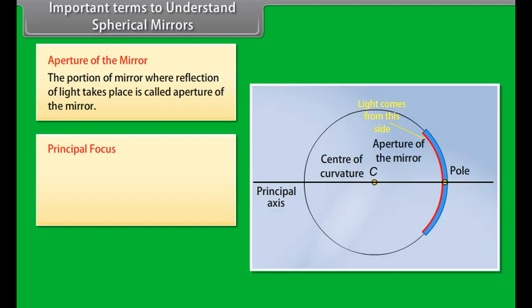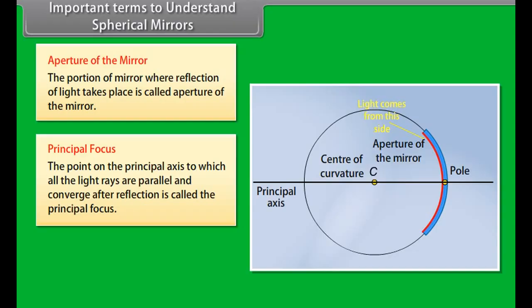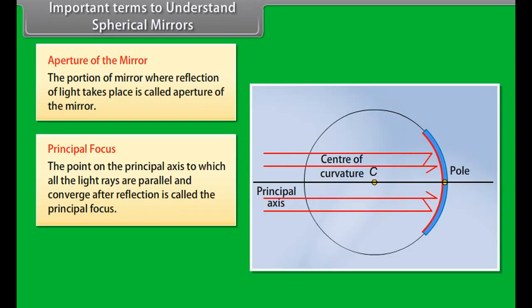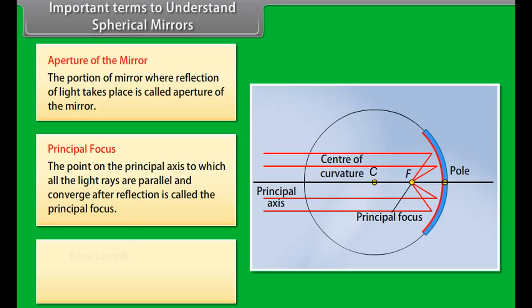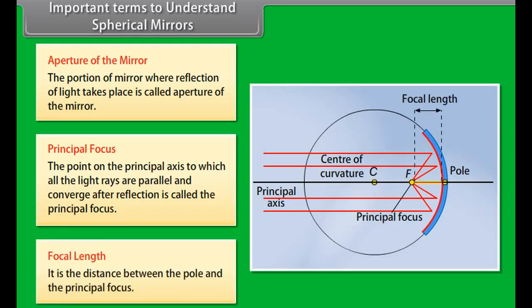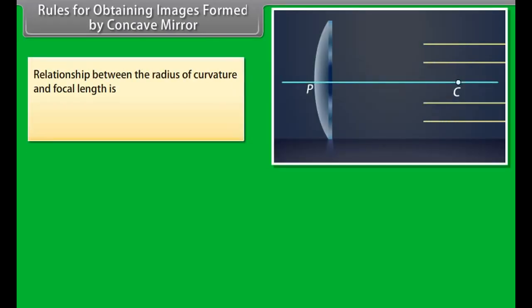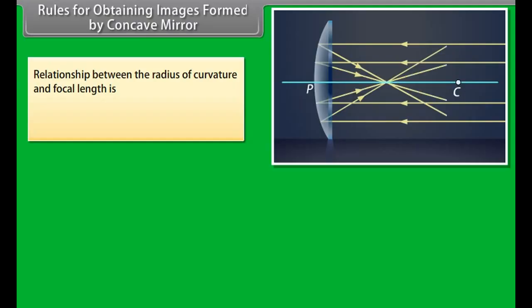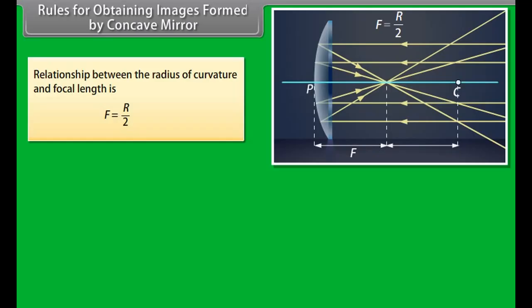Principal focus. The point on the principal axis to which all the light rays parallel to the axis converge after reflection is called the principal focus. Focal length. It is the distance between the pole and the principal focus. Rules for obtaining images formed by concave mirrors. Relationship between the radius of curvature and focal length is f = R/2.